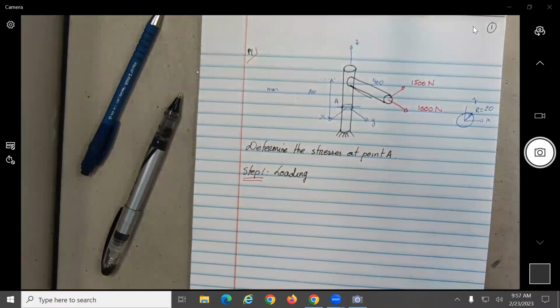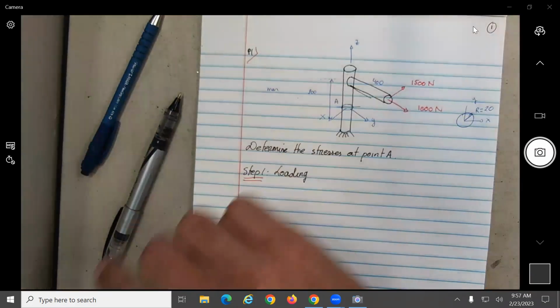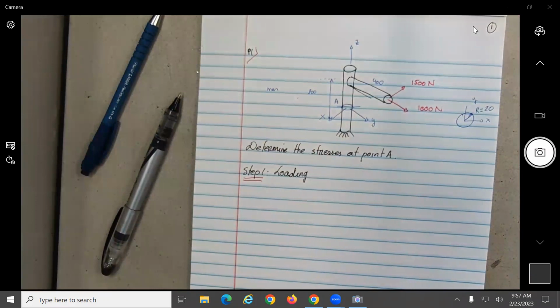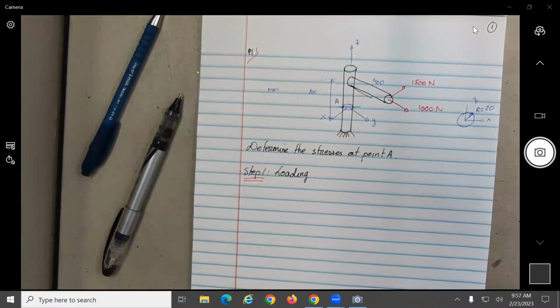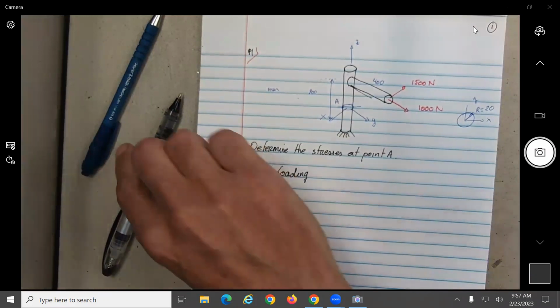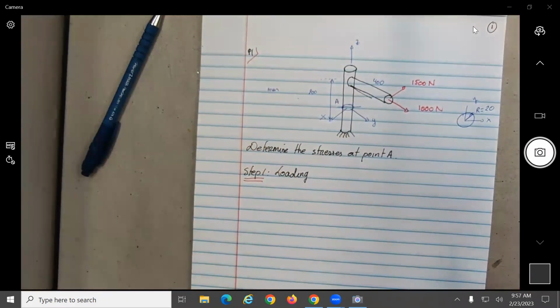Okay, guys, that's something important for me in this class and all my classes, is that you learn procedures, that you take good habits about how to solve problems, no? So first thing, let's say loading. It doesn't have to be loaded, okay? But let's say we do loading in this case.